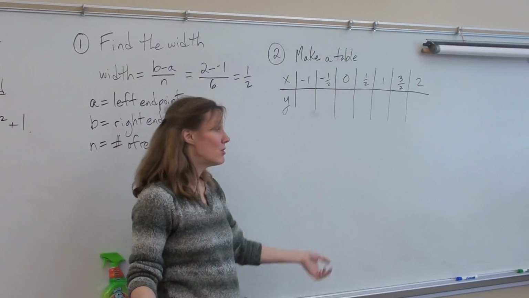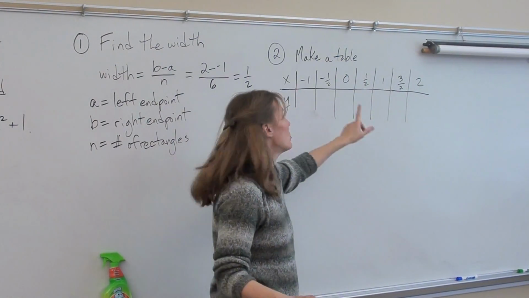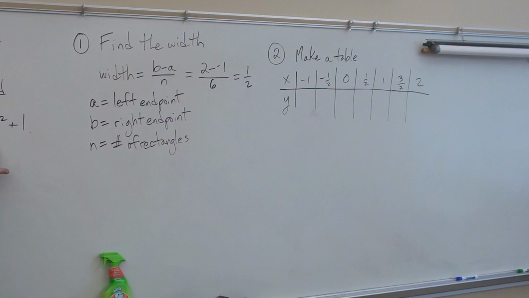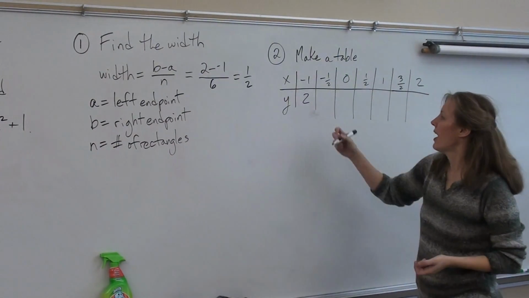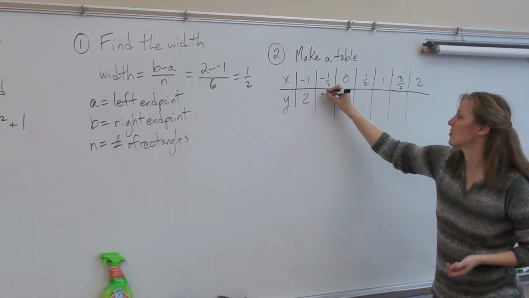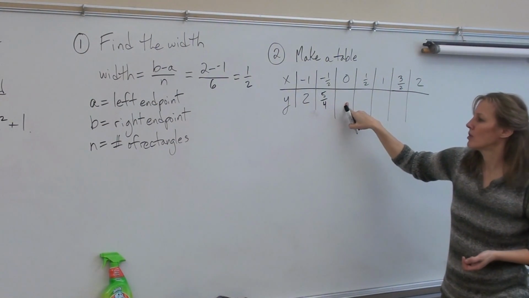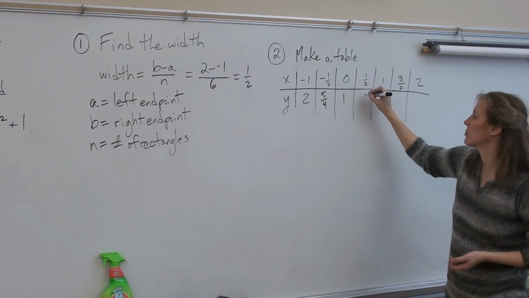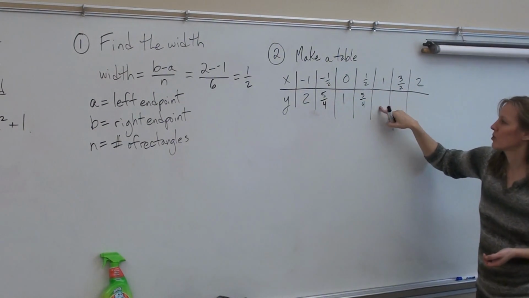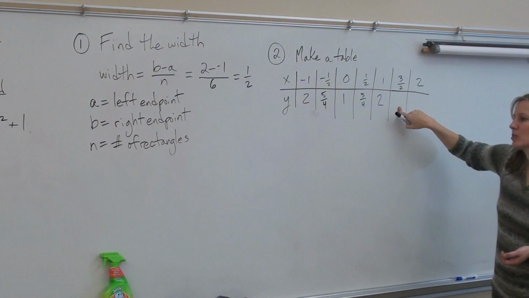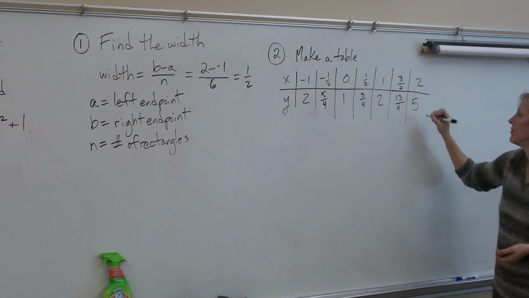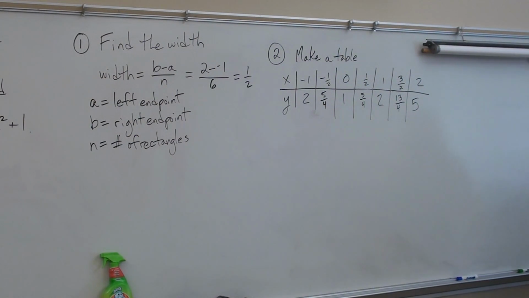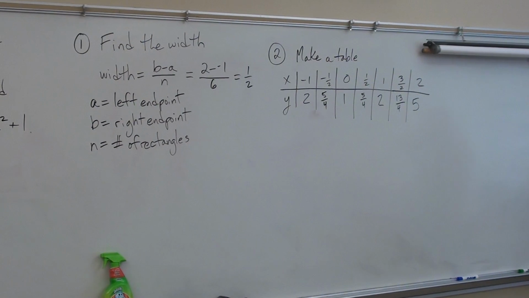Now we've got to find the y values for all of those numbers. So we're plugging each x value into our function. So when x is -1, we get 1 plus 1 is 2. At -1/2, we get that squared is 1/4 plus 1 is 5/4. 0 squared plus 1 is 1. 1/2 squared plus 1 is 5/4. 1 squared plus 1 is 2. 3/2 squared is 9/4 plus 1 is 13/4. And then 2 squared plus 1 is 5. So you plug all your x values into your function, you get your y values.